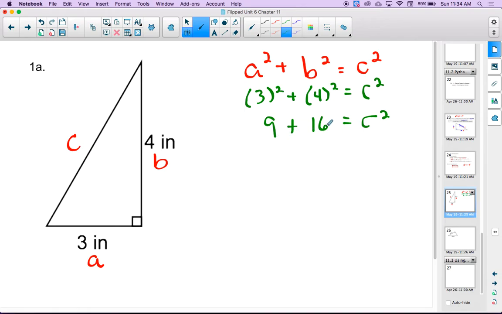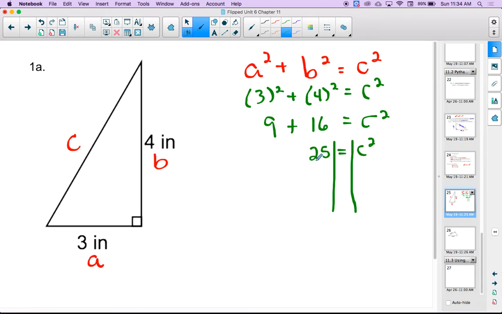Still working on our 3 s's. We have not simplified this side yet. We've got like terms that need to be added together. 9 plus 16 is 25. C squared is still c squared. I'm going to get my train tracks in here. I should have had them in all along.